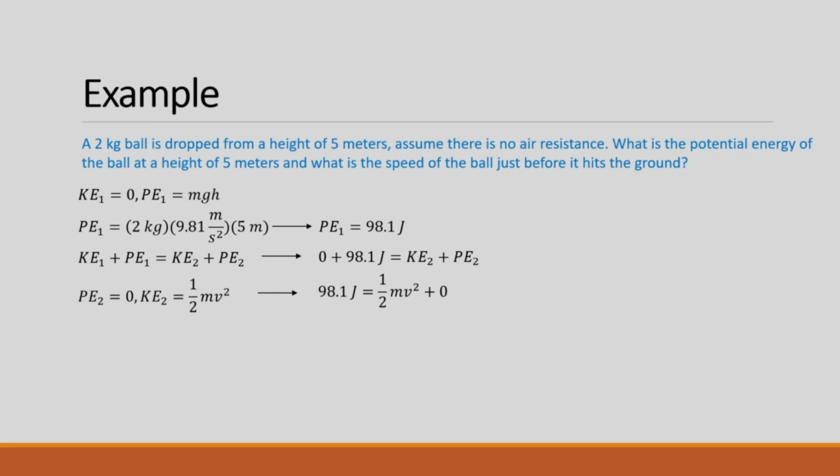When the ball is just about to hit the ground, we can assume it has a height of 0, or that there's no more height left since it's almost at the ground. Therefore, it has no more potential left. Thus, the final potential energy will be equal to 0. But the ball will still be moving just before it hits the ground, as all of the potential energy was converted into kinetic energy. So, we can set the initial energy of 98.1 joules equal to the final kinetic energy of 1/2 mass times velocity squared.